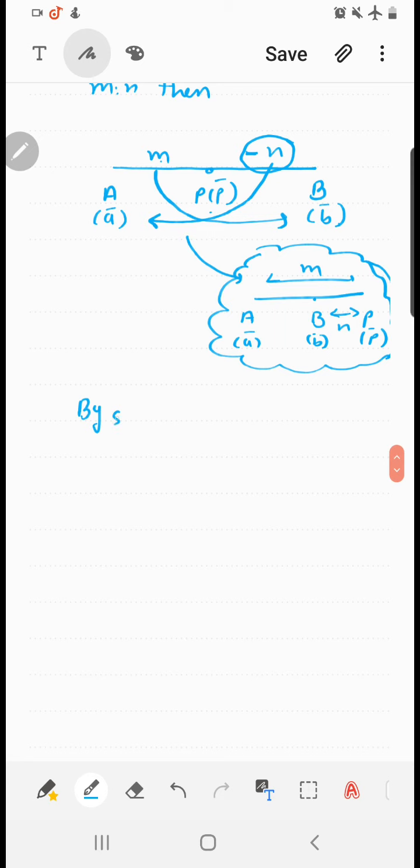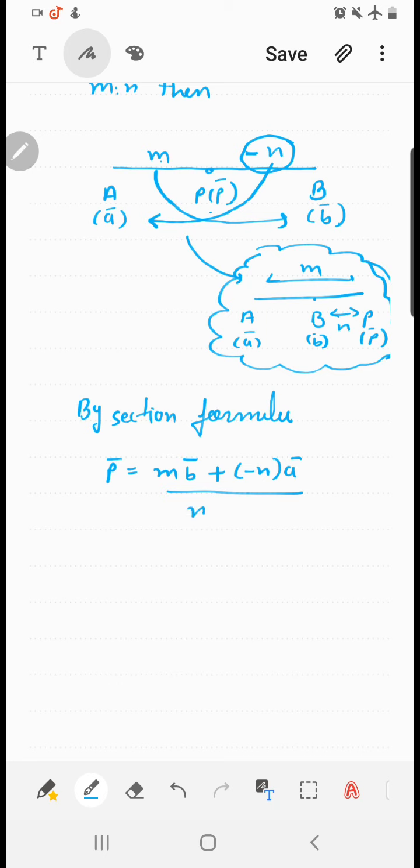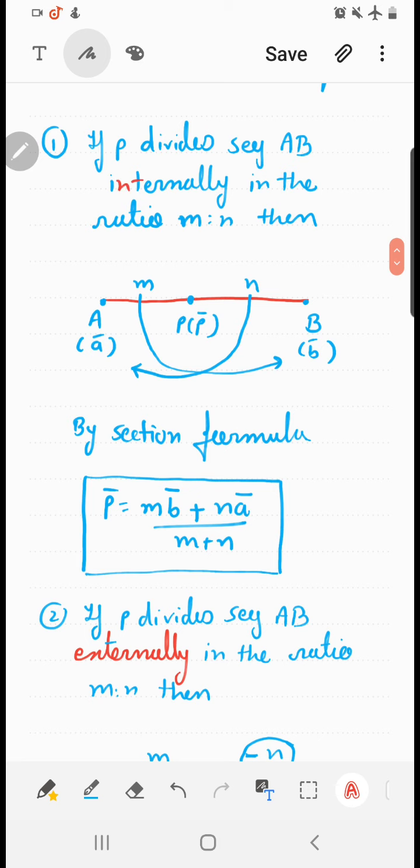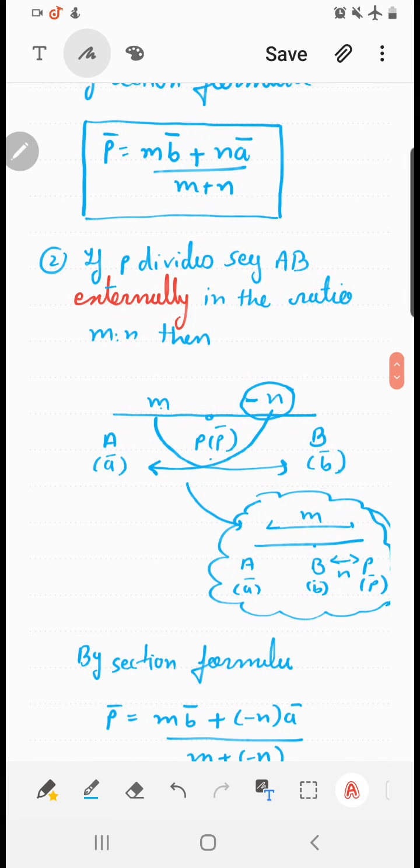So can I say by section formula, P bar is equal to M goes to B bar. Now this time it is not N, it is minus N goes to A bar, in between always plus, upon M plus of minus N. So that is how we get the external section formula. If you see the way of writing both the formulas, internal as well as external, it is the same. It's just that in internal we write M, N, in external we write any one of the terms as negative. So just put a star on this when you solve.